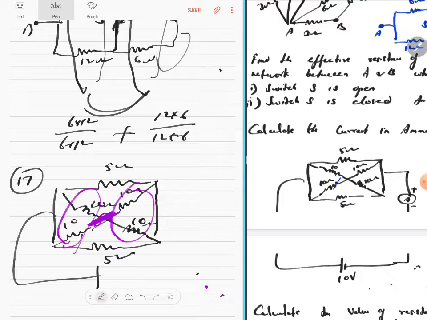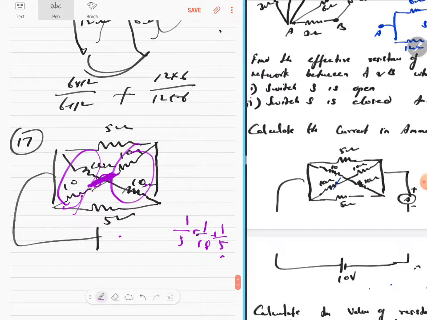Are you clear? So 10 and 10 is in parallel, which is 5. 5 and 5 in series makes 10. That 10 and this 5 are in parallel. So 1 by 5 plus 1 by 10 will be like this, and you can get the equivalent resistance. You know the voltage is 10 volts, with which you can calculate the current. I is equal to V by equivalent resistance R, and then you get the answer as 5 amps, and that's about it. You do it, you will get it.